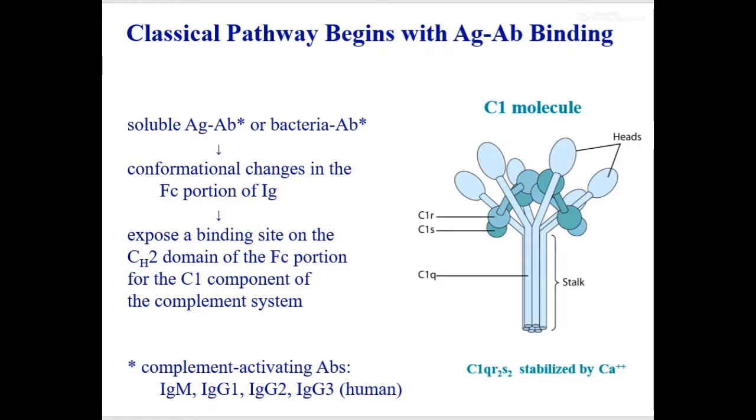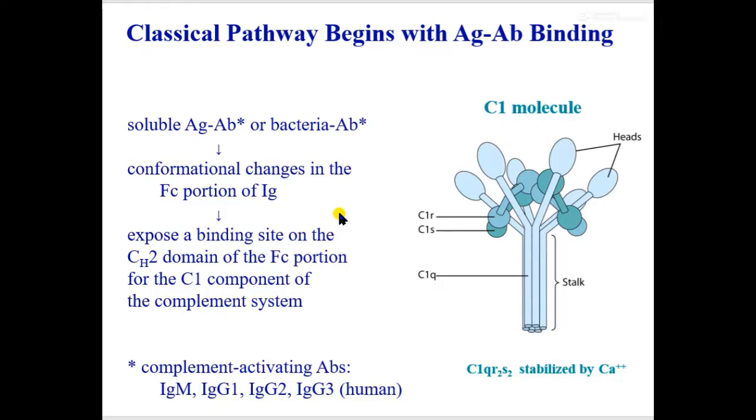I told you the classical pathway is the first pathway which we are describing, and it is mainly initiated when an antigen and an antibody complex is formed. So, when a soluble antigen is bound with an antibody, or when a bacteria is bound with an antibody, some conformational changes will happen in the Fc portion of that particular immunoglobulin. You know, immunoglobulin is a Y-shaped structure.